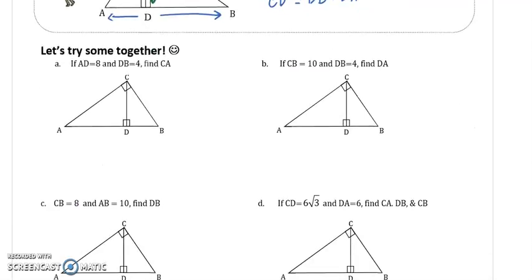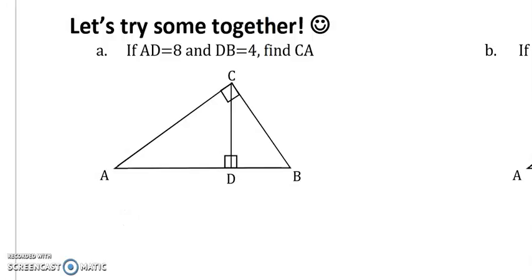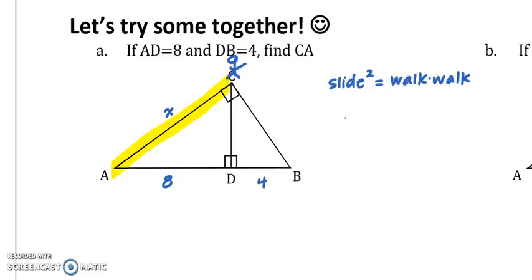So looking at this first example, if AD equals 8, so that's down here, AD, and DB equals 4, find CA. Well, I'm going to put a little X on here if you guys are okay with that. CA is my slide, right? So if Pete were to land, he always lands on the right angle of the big triangle, we'd have a slide squared. I'm going to write this only once. Slide squared, totally unmathematical, equals walk times walk. His slide is the x, right? So slide squared. His first option to walk is 8.